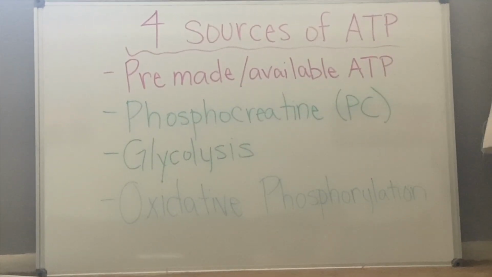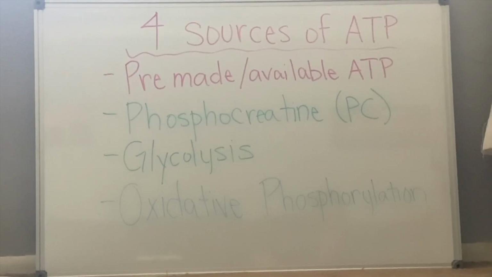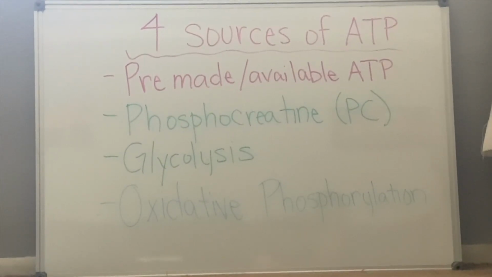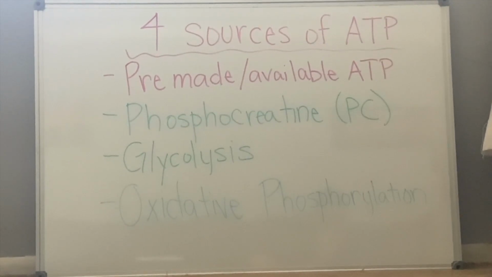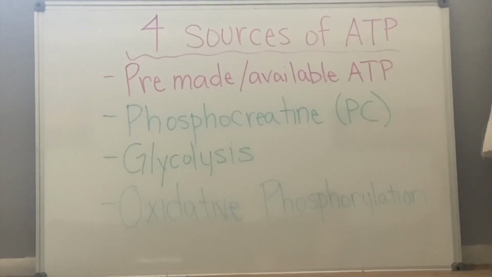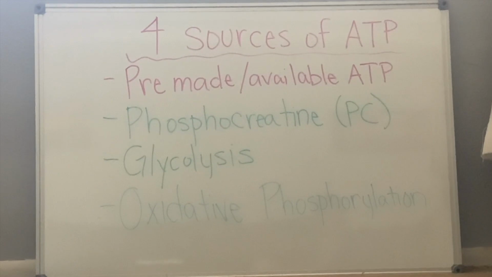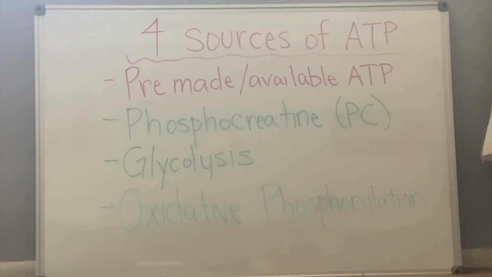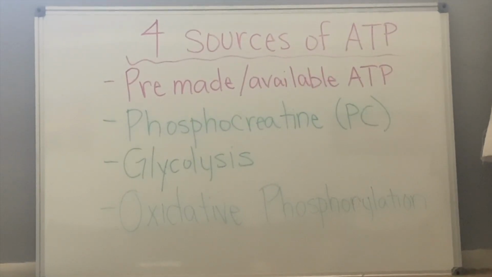Try not to think about these systems working in isolation, where one begins and the others are inactive or not making any ATP. All of these systems are constantly producing ATP that can be used by the cells. What changes is the percent of ATP that they are able to contribute to total energy expenditure.